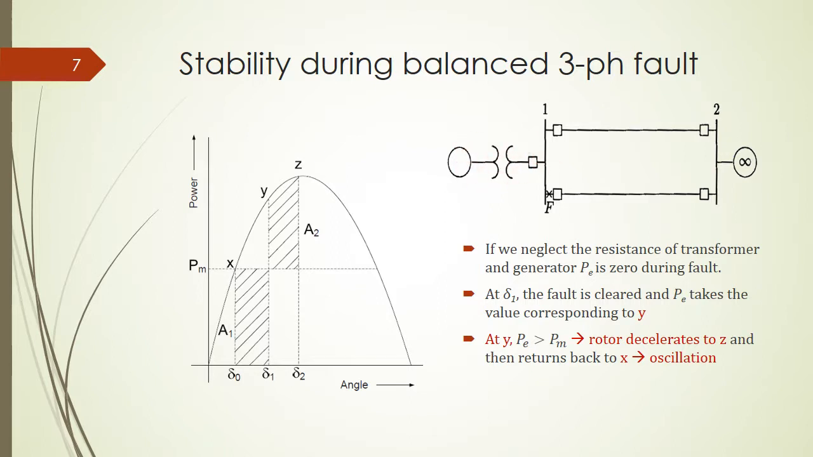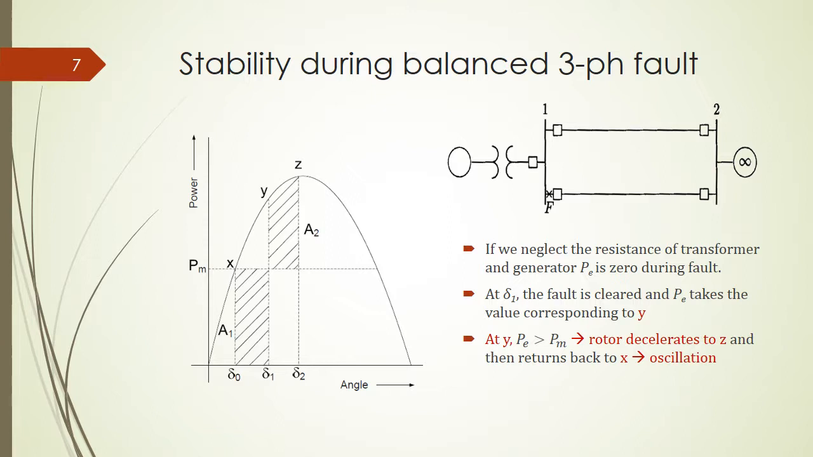It will be 0. So at first we start with the X position where we have PM equal to PE, but suddenly PE becomes 0, and then our swing equation points out that our rotor must accelerate from delta 0 to delta 1, which is here.